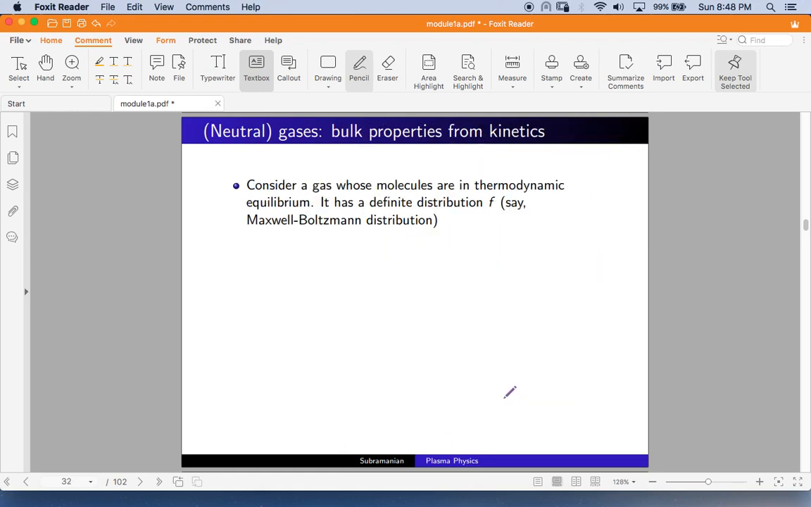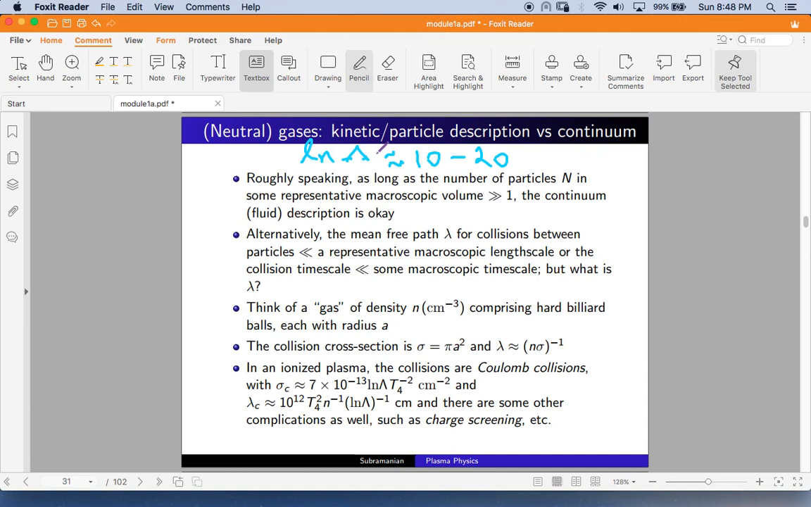Okay, right. Now, having said a little bit about collisions, and having pointed out that there can be different kinds of collisions, we will now start talking about the heart of the matter, which is how to derive bulk properties such as density, velocity, and so on and so forth from the kinetics.